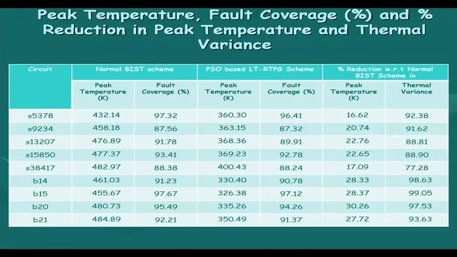So that way, in this BEAST approach, we can choose the polynomial, we can choose the seed, and we can choose the tapping positions, and use an LT-RTPG type of scheme for reducing the thermal variation and peak temperature.